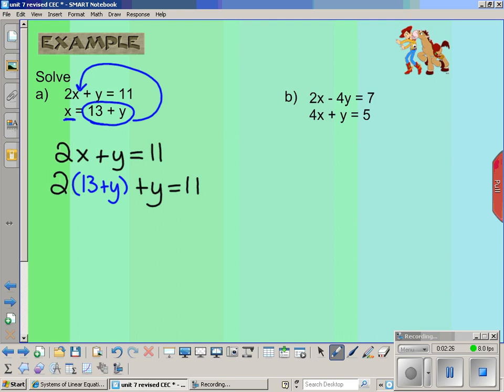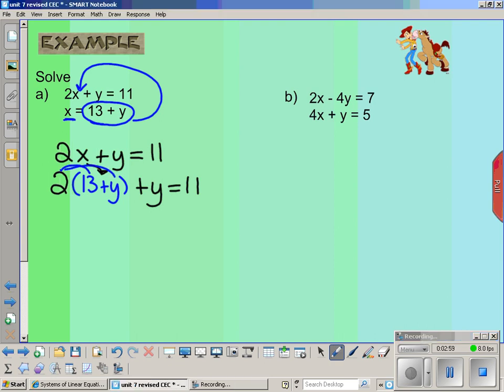So notice the x. We have replaced the x with 13 plus y. Notice there is only y's now in that equation, and that is very important. If you still have an x and a y, then you have done something incorrect. You only want there to be one variable, because now we can solve for the variable y.